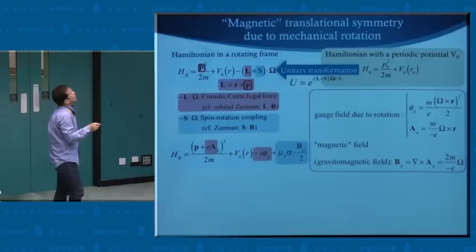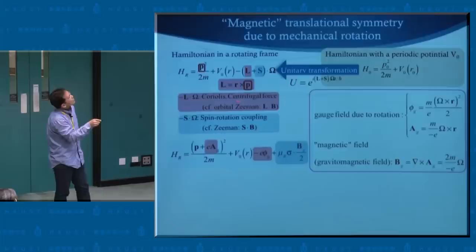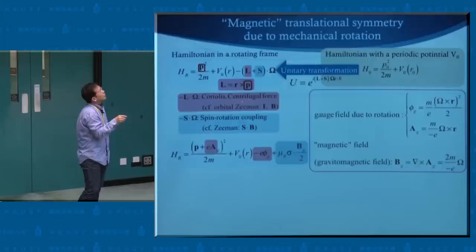And the important point here is that the orbital momentum L contains the momentum operator P. And the momentum operator P plays a very crucial role for the symmetry of the Hamiltonian.